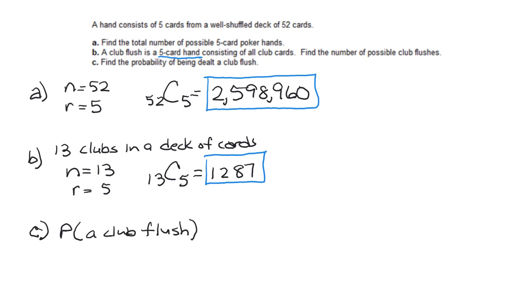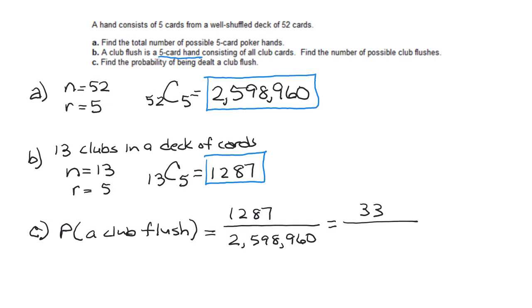So what happens is that in part A and part B, we found the information that we need in order to find part C. To get a club flush, you need to find out how many possible club flushes there are. That is going to be 1,287, our answer in part B, divided by the total number of possible 5-card poker hands, which is 2,598,960. If you place that in your calculator, it will reduce and give you 33 divided by 66,640.